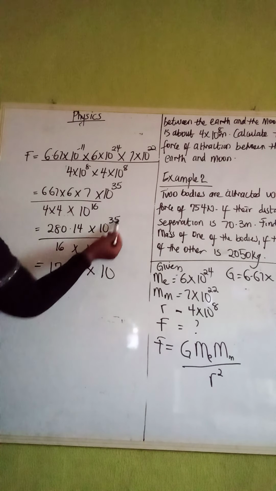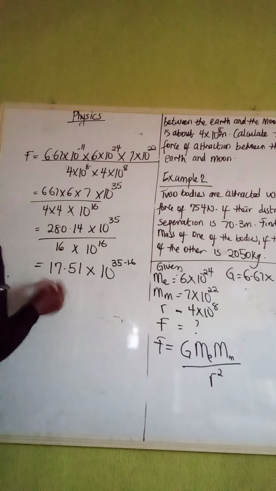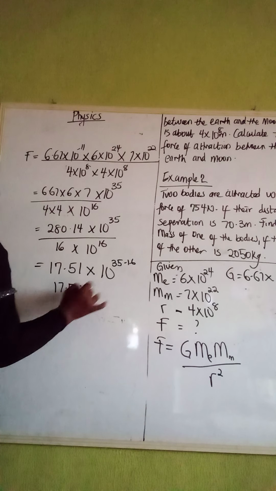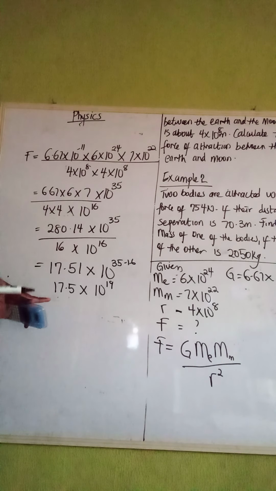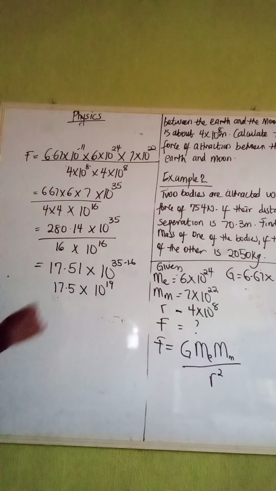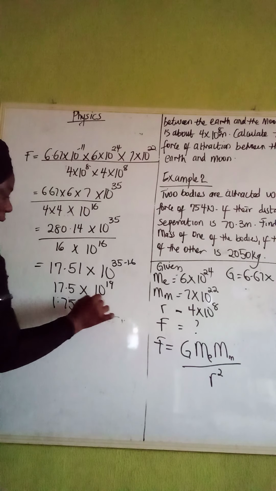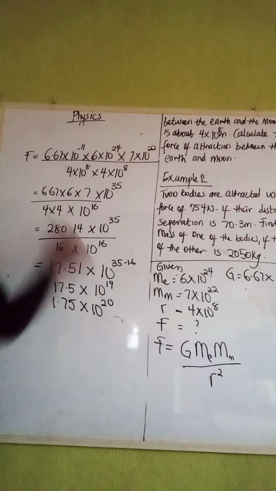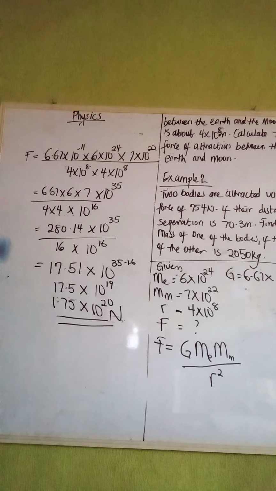Now if you are dividing, what will happen to the power? You subtract. That will be 35 minus 16. 17.5 times 10 raised to the power what? 19. Now, if you want to change this one to an appropriate standard form, it's going to be 1.75 times 10 raised to the power 20. Because it is force, that will be Newton.